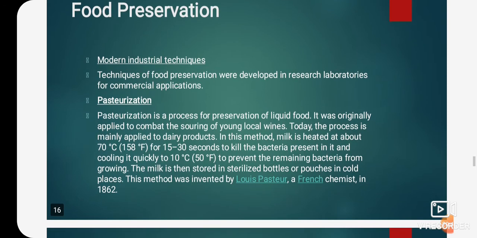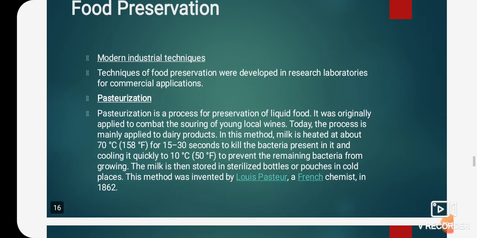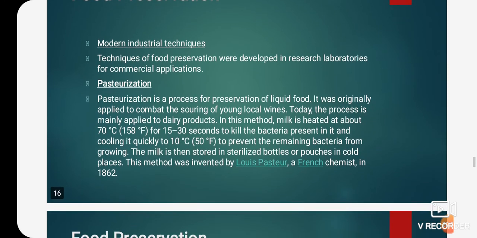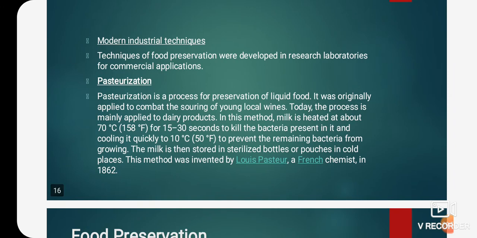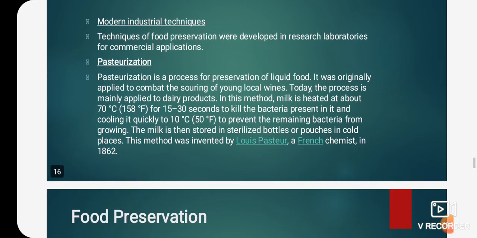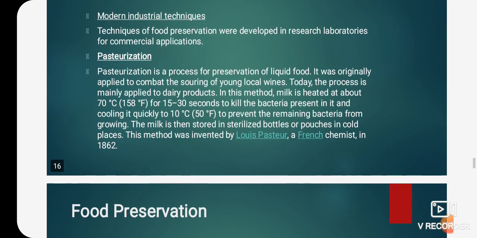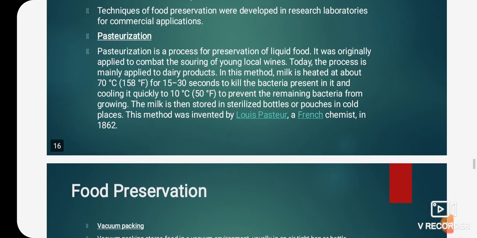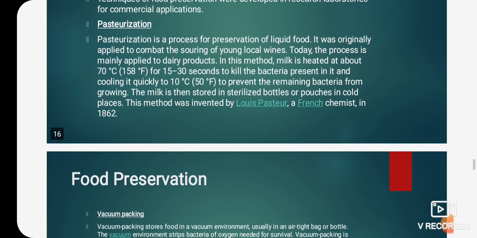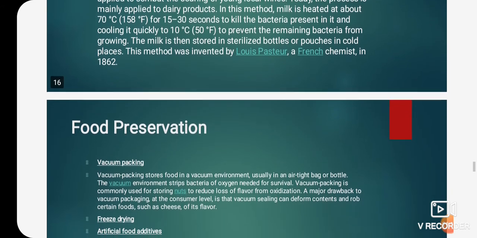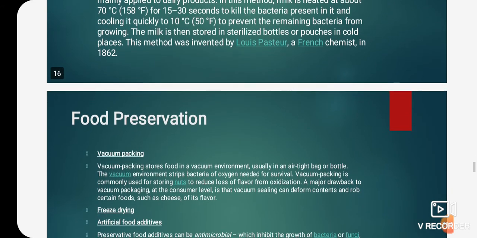In this method, milk is heated at about 70 degrees centigrade for 15 to 30 seconds to kill the bacteria present in it, and cooled quickly to 10 degrees centigrade to prevent the remaining bacteria from growing. The milk is then stored in sterilized bottles or pouches in cold places. This method was invented by Louis Pasteur, a French chemist, in 1862.